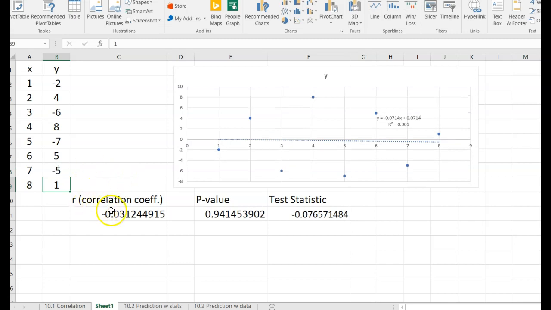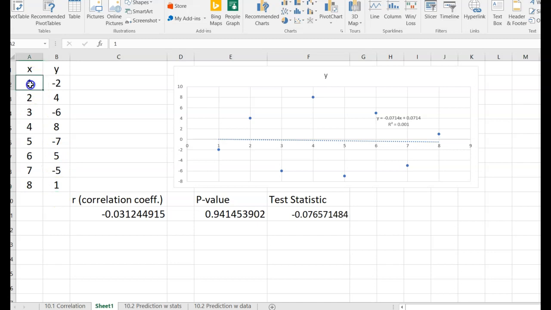So what I want you to see here is when R is close to 0, and if R is close to 0, R squared is going to be really close to 0. When these numbers are close to 0, what it means is there's just not any relationship at all between X and Y. As X gets bigger, we'd like to see Y do something predictable. Y also gets bigger, or Y gets smaller.